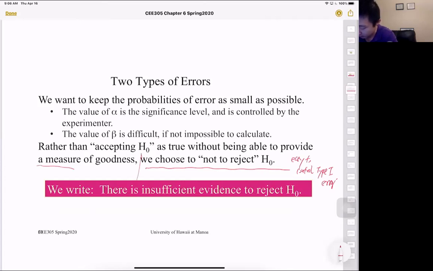This is what we're not doing, because the type 2 error is hard to control.